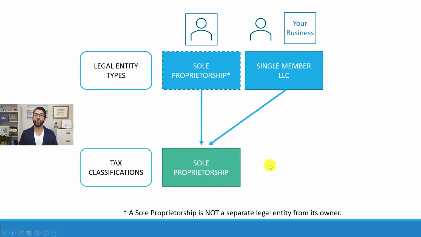Okay. A lot of people don't understand that. So what taxes do you pay as a sole proprietor? We're going to discuss that here in a second.